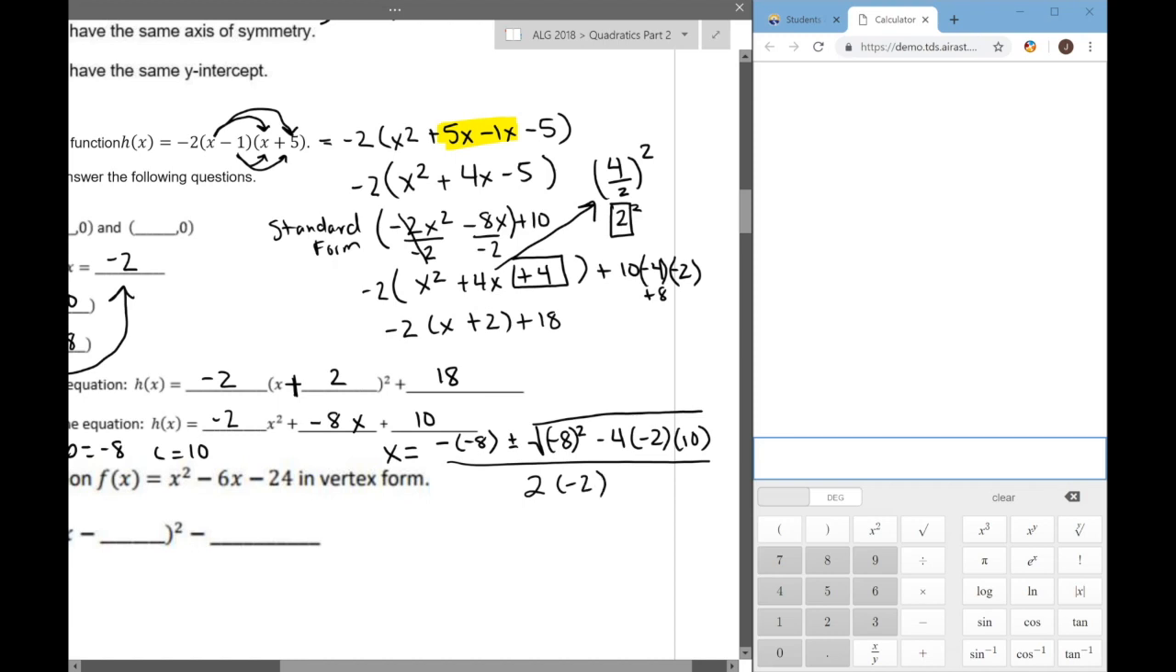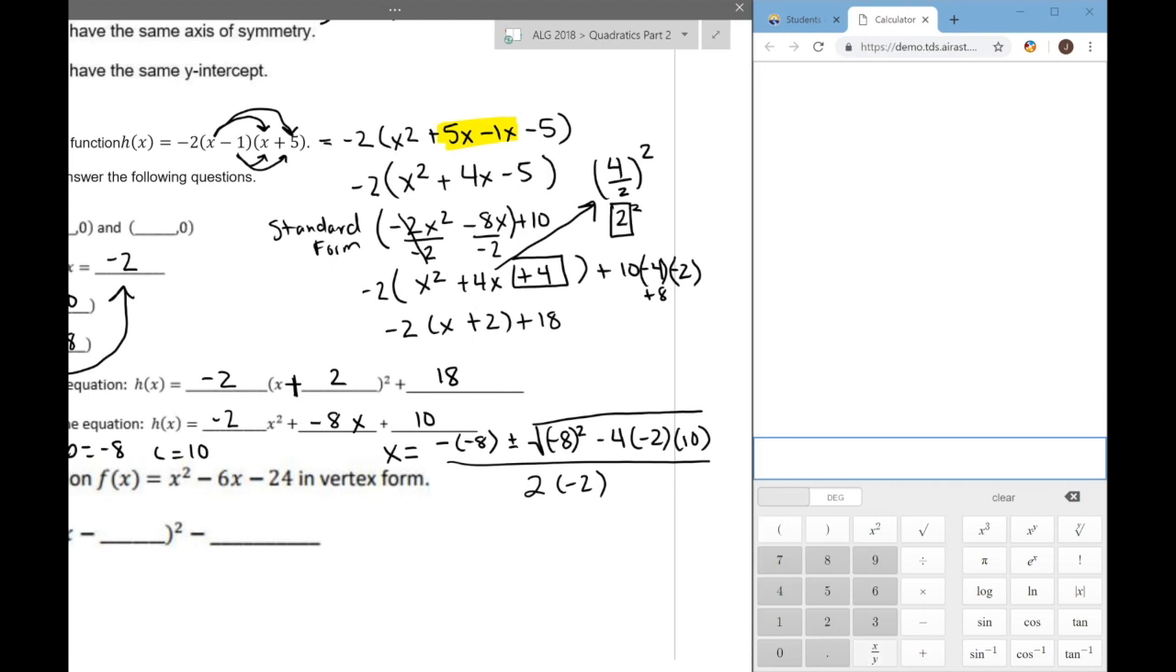So on my calculator, the first thing I'm going to press is that x and y fraction. So I'll press it again, the x and y at the bottom. Okay, I'm going to put a negative. I'm putting this in exactly how it says it. Negative 8. Close that. We're going to do plus first, radical. In parentheses, I'm going to put a negative 8 squared minus 4 times negative 2 times 10.